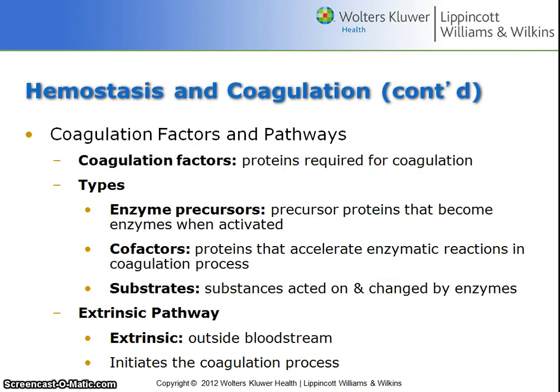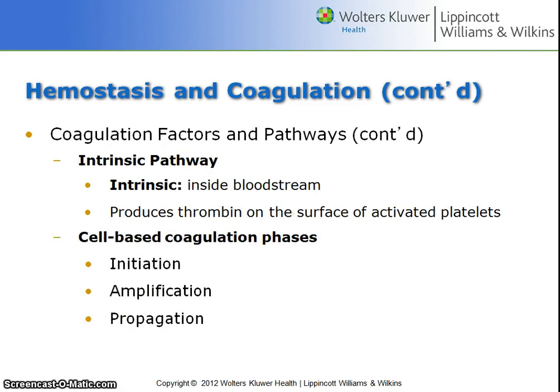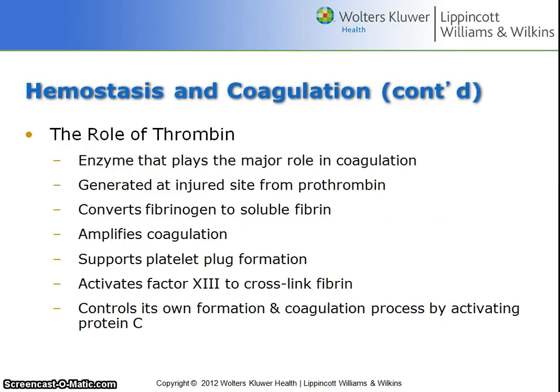Alright, coagulation factors and pathways. Coagulation factors are proteins required for coagulation. You have the extrinsic pathway, which occurs outside the bloodstream and initiates the coag process. You have the intrinsic pathway, which happens inside the bloodstream and produces thrombin on the surface of activated platelets. Alright, so what's the role of thrombin in coagulation? It is the enzyme that plays the major role in coagulation. And you can see other things that it does below.